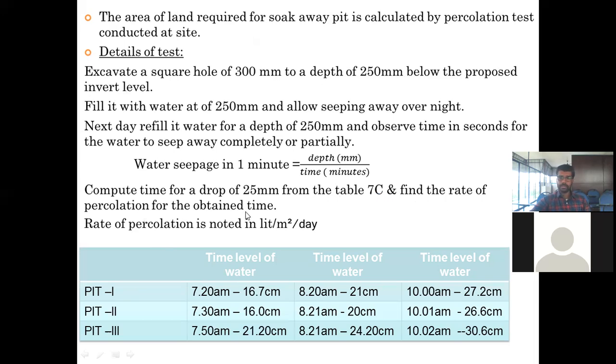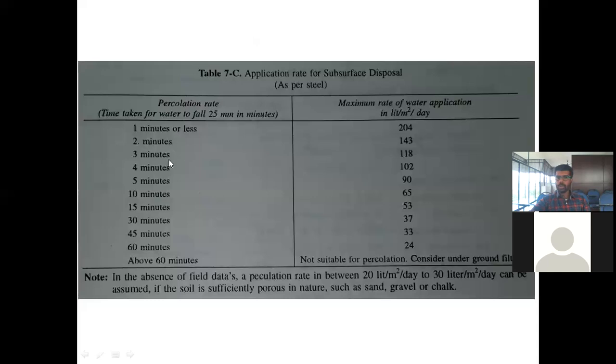Find the rate of percolation for the obtained time. Here, normal times are given: 1 minute, 2 minutes, 3 minutes, 4 minutes. According to our project, we will see how much time it took for 25 mm to come down, and from that we will find the percolation rate. If it is 1 minute or less, it is 204. If it took 2 minutes for 25 mm to come down, it is 143. Similarly, in our project, we will calculate how many minutes it takes for 25 mm to come down.